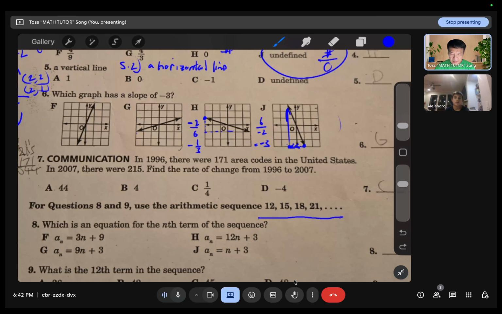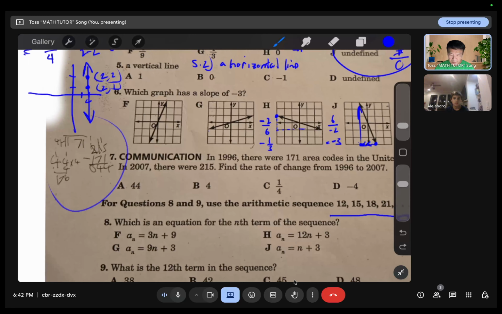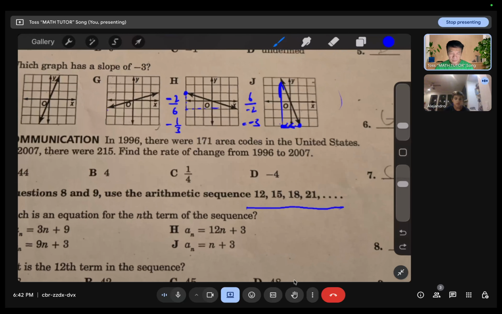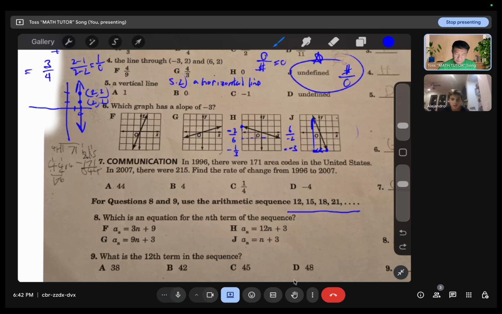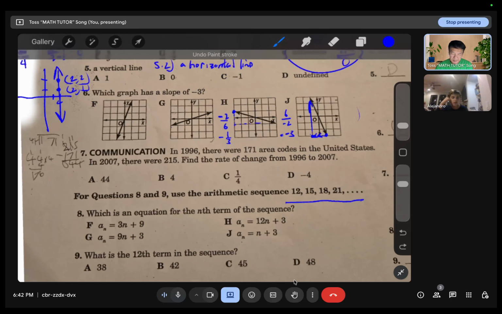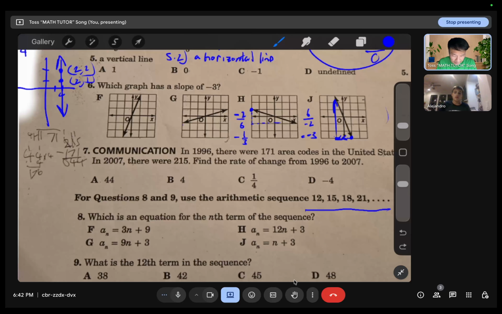All right, let me see. In 1996, there were 171 area codes in the United States. In 2007, there were 215. Okay, find the rate of change from those two years. How do you do it? I know you were doing it here, I think, but what do you think? What is the work right here? You can explain it to me from scratch.